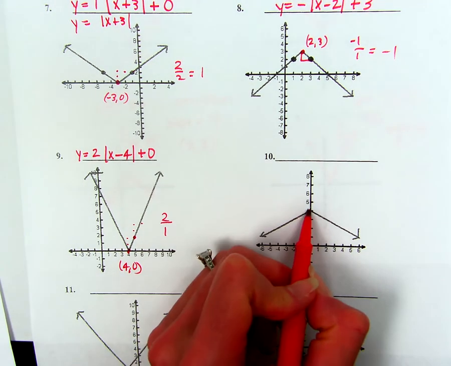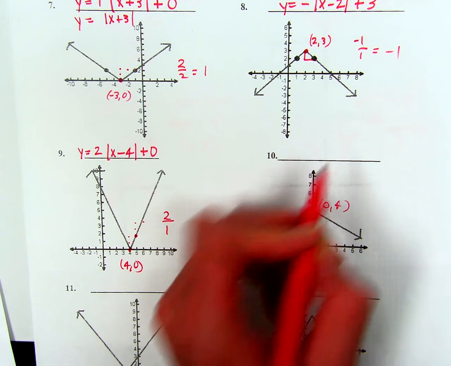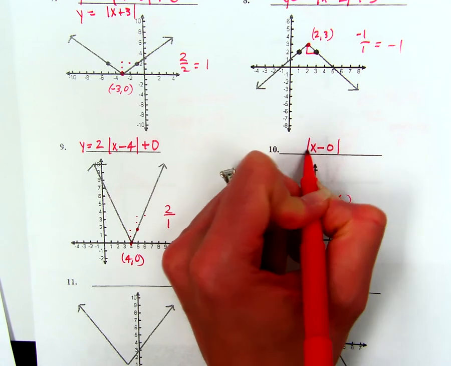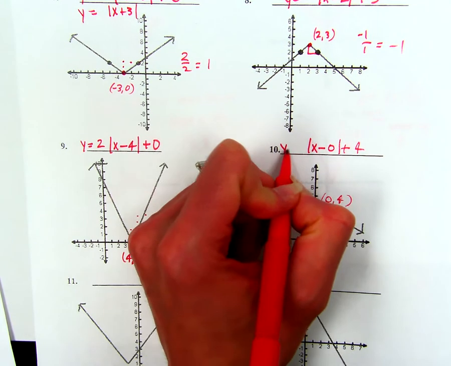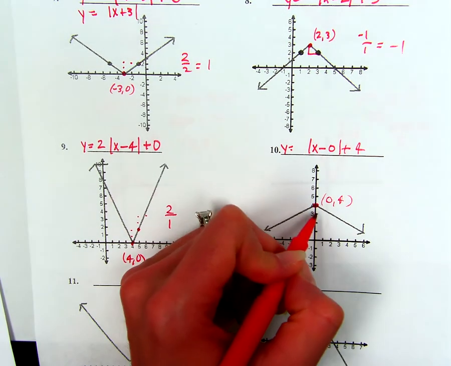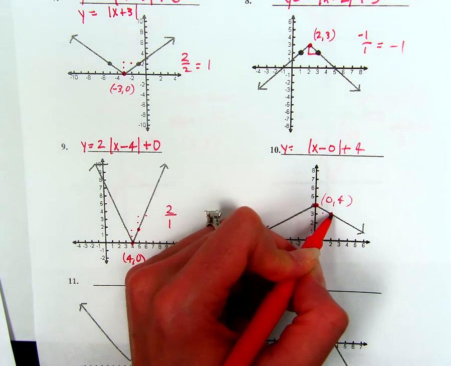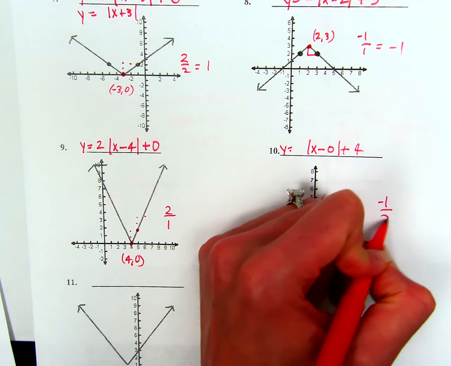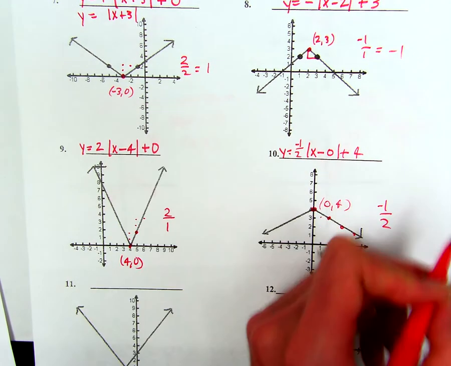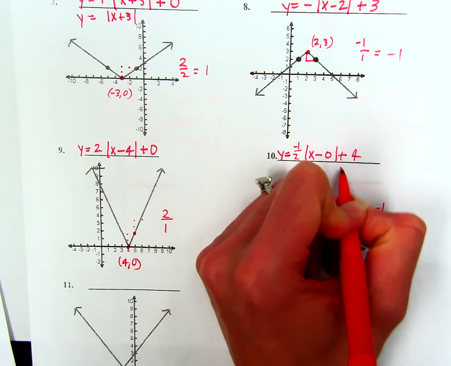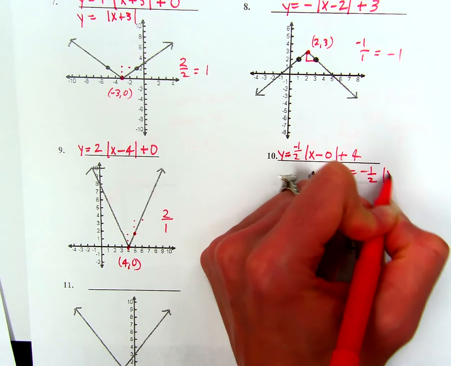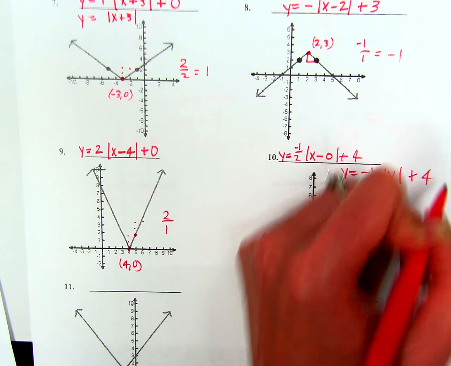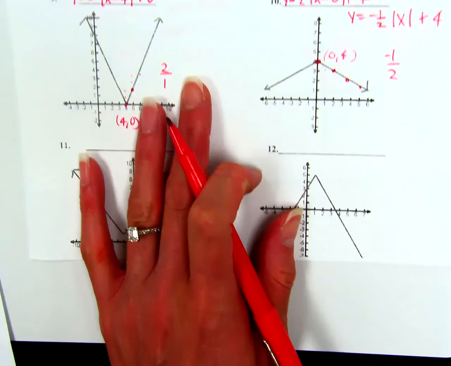All right, this one, my vertex is at 0, 4, so I know it's x minus 0 plus 4. And then I just need to find my slope. So if you can go down 1 over 2, down 1 over 2, down 1 over 2. So my slope is negative 1 over 2. All right, and a more simplified version would be y equals negative 1/2 absolute value of x plus 4 without the plus 0 there. All right, last two problems.